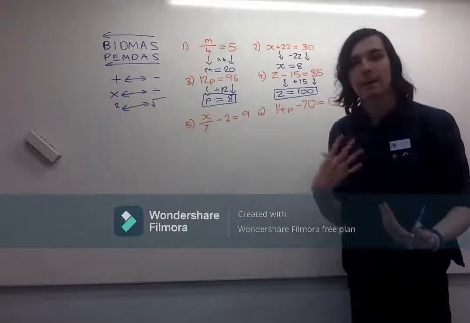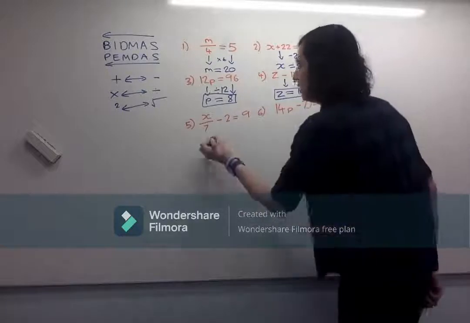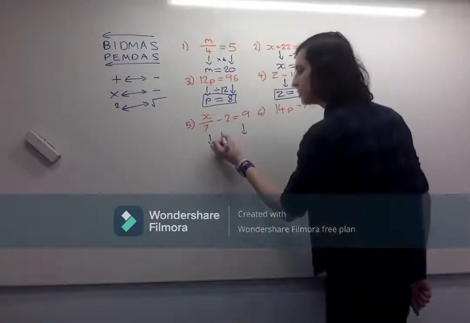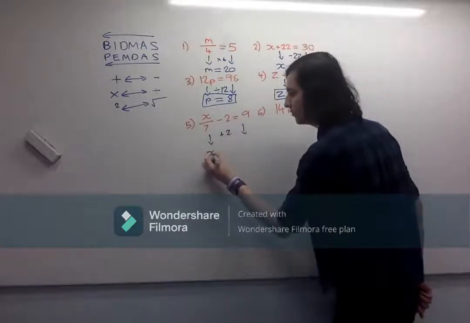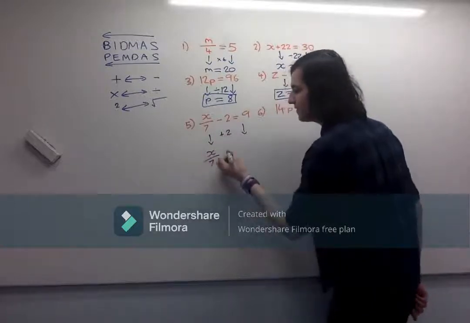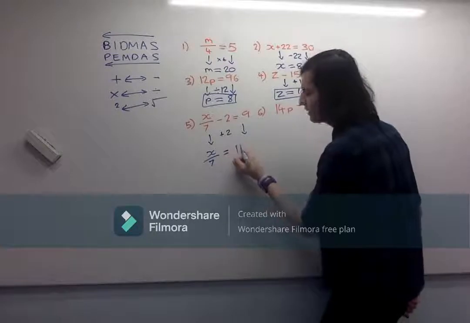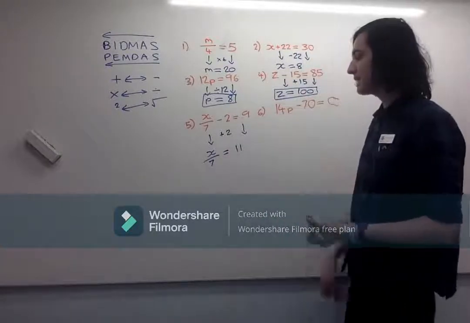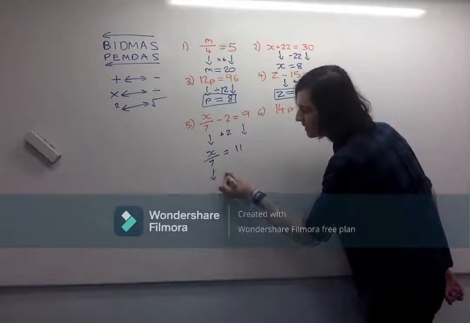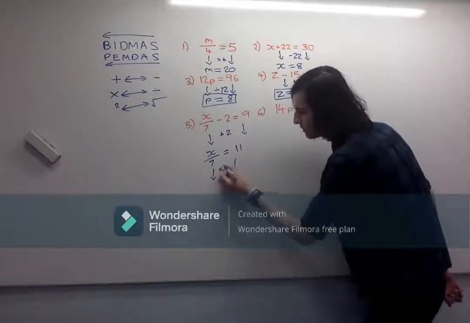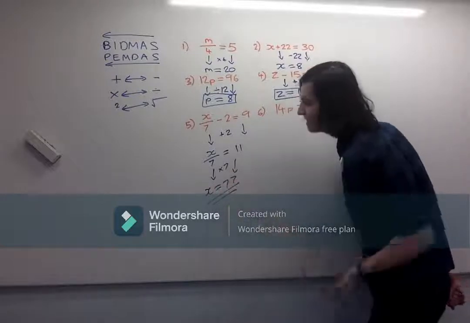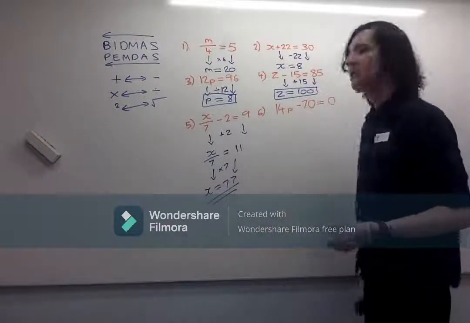It is BIDMAS backwards. So, first of all, there's that subtraction we need to get rid of. So, we're going to add 2. Now, don't forget, x divided by 7 is still a problem, but we're going to deal with it. So at this point, you should have x divided by 7 equals 11. And then we've got that pesky division we need to get rid of. So we're going to multiply by 7. That leaves us with x equals 77.